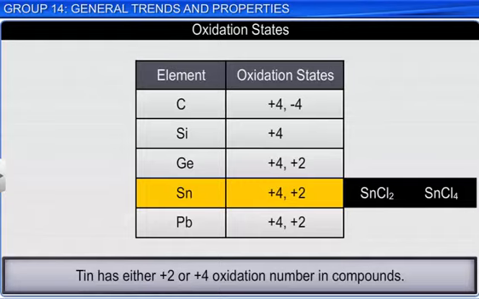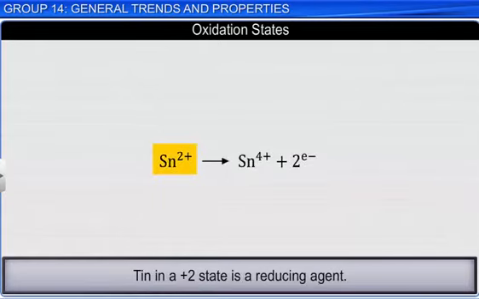Tin in a +2 state is a reducing agent. That is, tin(II) tends to lose 2 electrons, or oxidize, to achieve a +4 oxidation state. Remember that a reducing agent is the species that oxidizes itself.